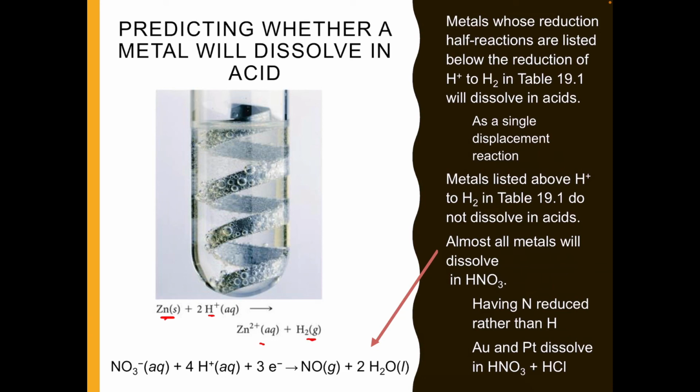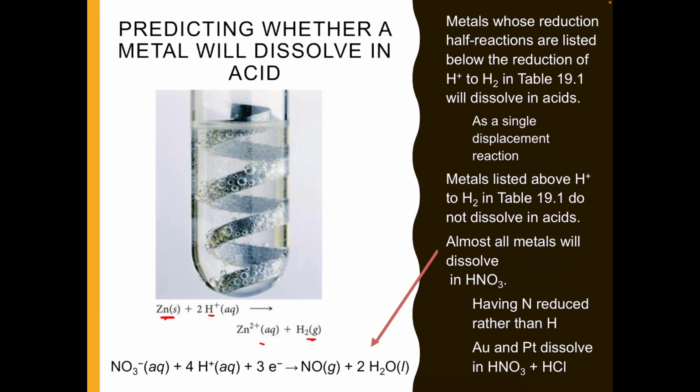So any of them that are below hydrogen on the reduction potential table can be dissolved in acid, which is a cool thing to know. But if you have anything that's listed above hydrogen on that table, then it's not going to dissolve in acid. Most things, though, will dissolve in nitric acid.